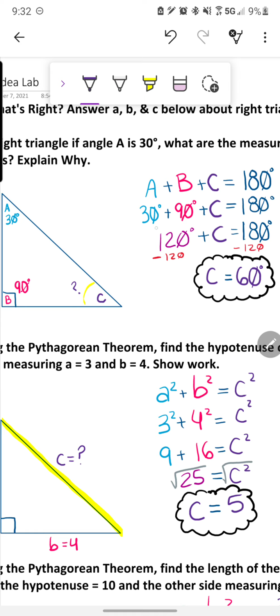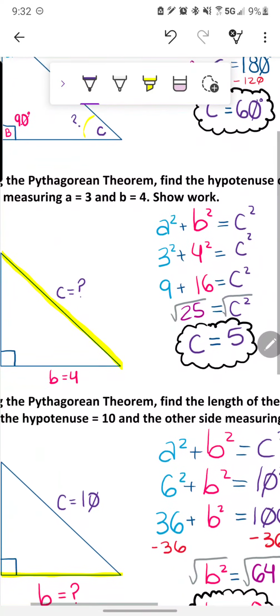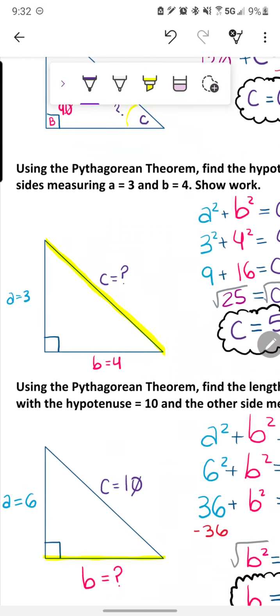We add 30 plus 90, my apologies, will equal 120 degrees. We subtract 120 on both sides, which will make C equal 60 degrees. And that is the answer for the first question. All right, so we're moving on.